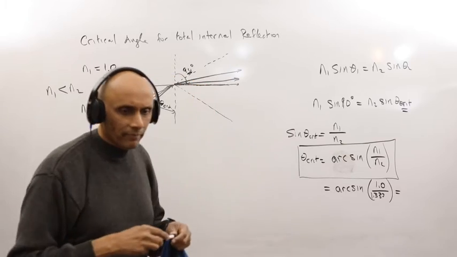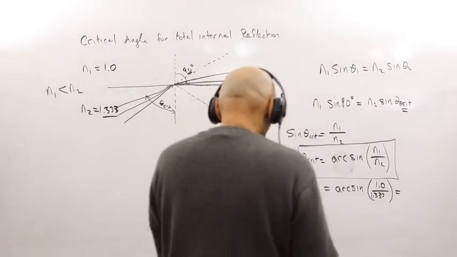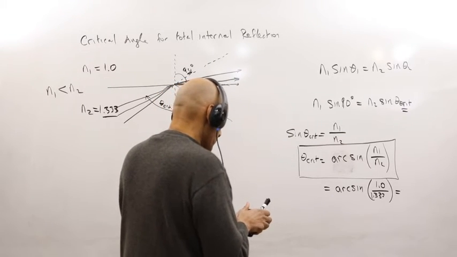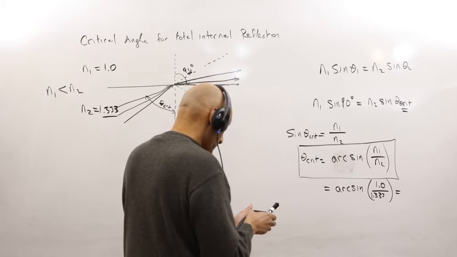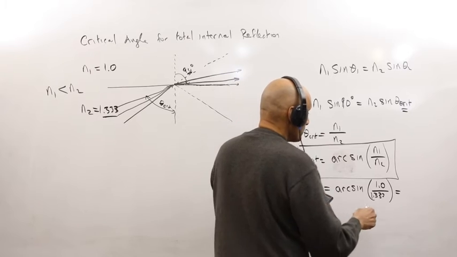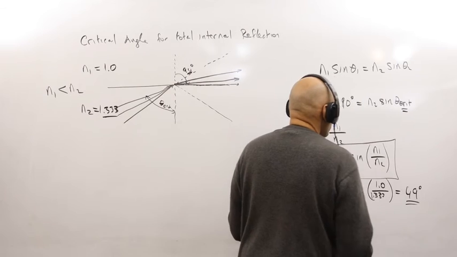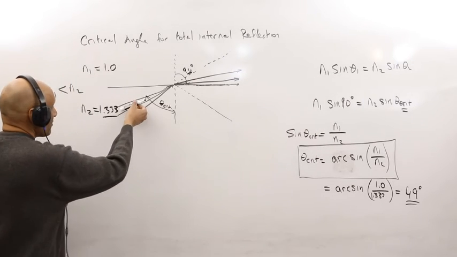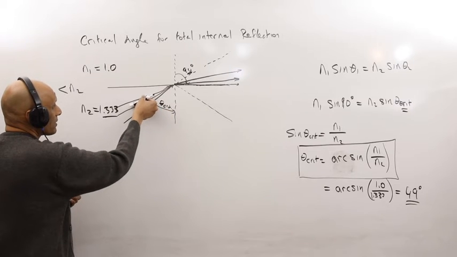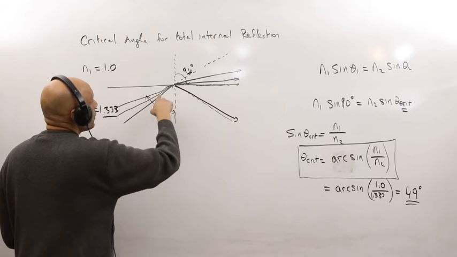Let me bring out my calculator. What is 1.0 divided by 1.333, and arc sine is inverse sine, so inverse sine, and I get 48.6 degrees, which is really 49 degrees. Which means that if I exceed that, if I increase from 49 degrees to a little bit like 50 degrees, we'll get reflection. This is called total internal reflection.